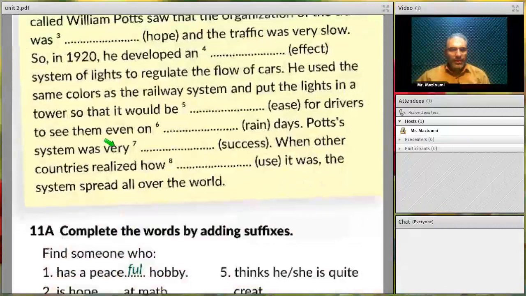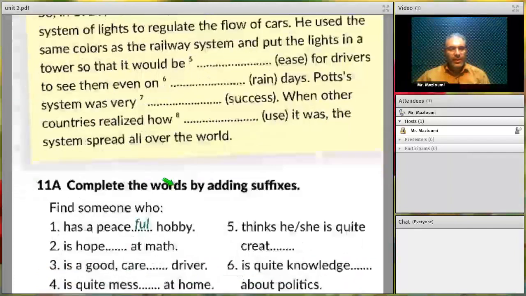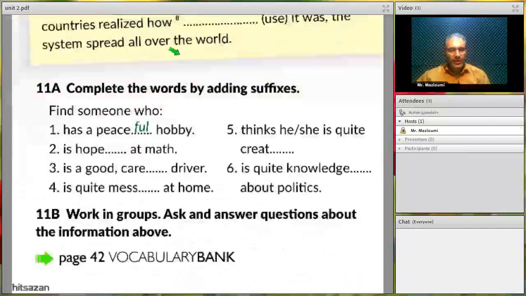Potts's system was very successful. When other countries realized how useful it was, the system spread all over the world.